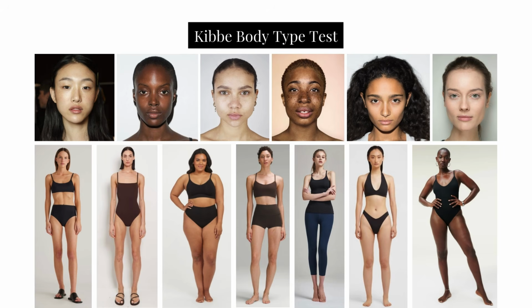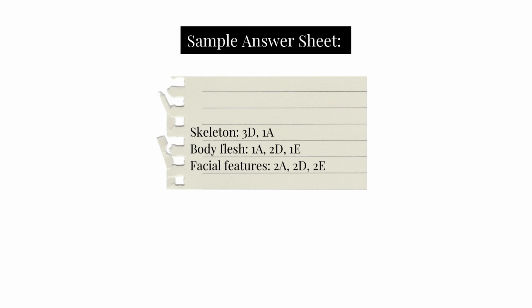As always, this video assumes you've taken the Kibbe body type test and you've determined your type to be theatrical romantic. If you have not and would like to, you can go back a few videos where I take you through the test, and in the following video, I take you through the answers, which will help you hopefully identify your type. That said, for a theatrical romantic, a sample answer sheet could look something like this: a lot of D and E with some A.